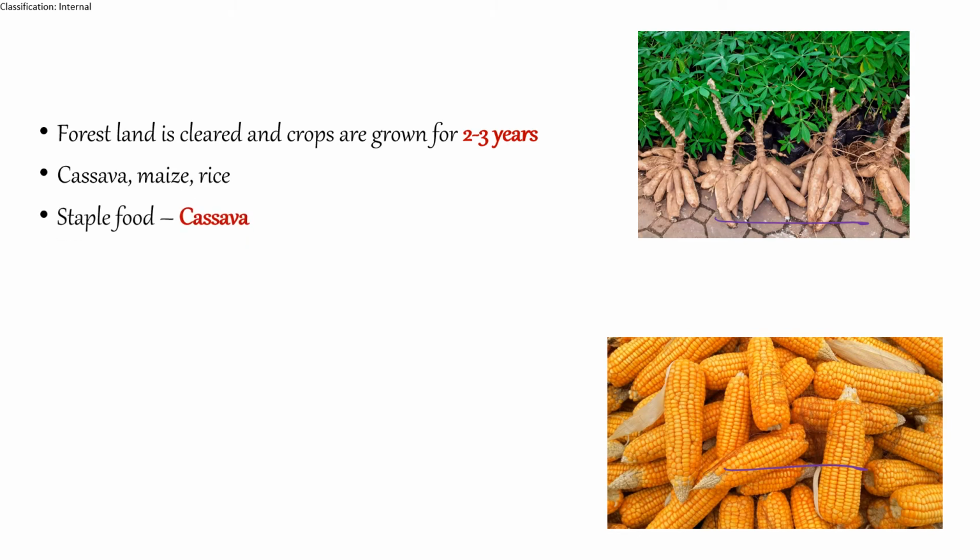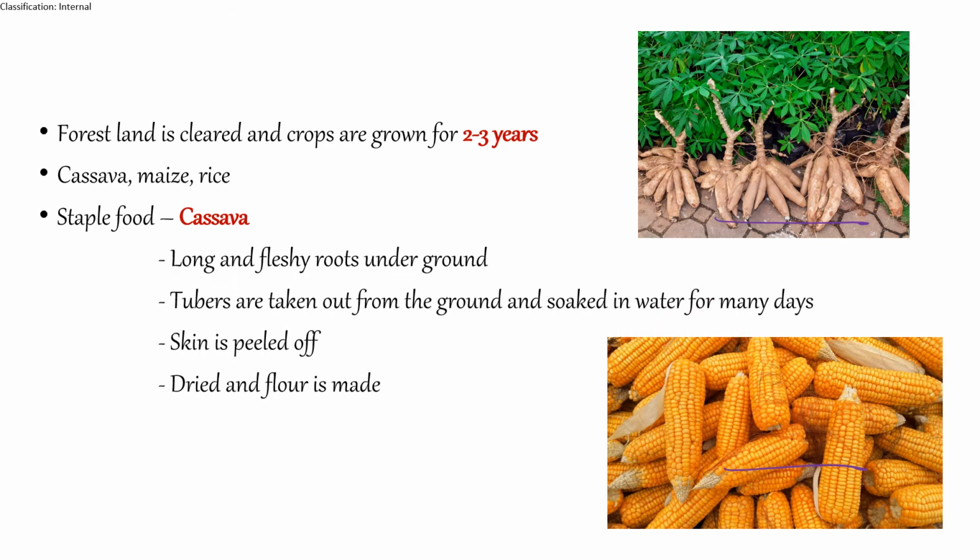Cassava is the staple food of the Democratic Republic of Congo. Cassava is long and fleshy roots under the ground. These roots are also called tubers. They are taken out from the ground and soaked in water for many days. The skin is peeled off and dried, and then flour is made. These 4 points are very important and you must learn it for your exams.